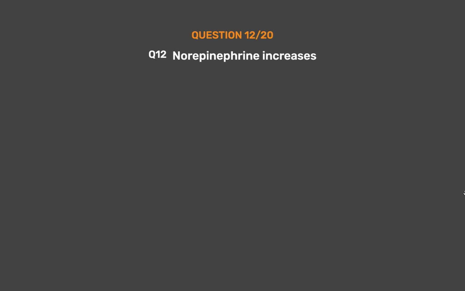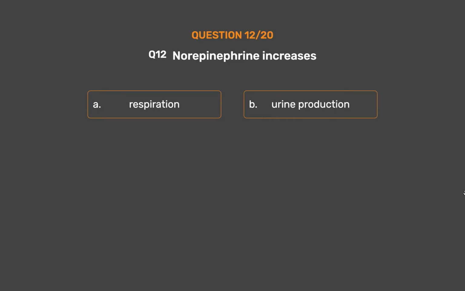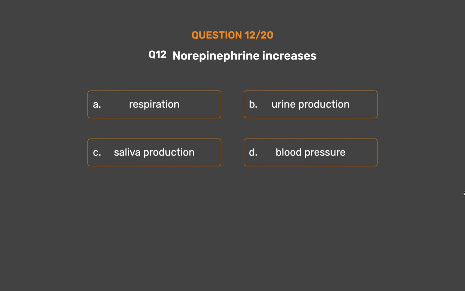Question number 12. Norepinephrine increases: Option A. Respiration. Option B. Urine production. Option C. Saliva production. Option D. Blood pressure.